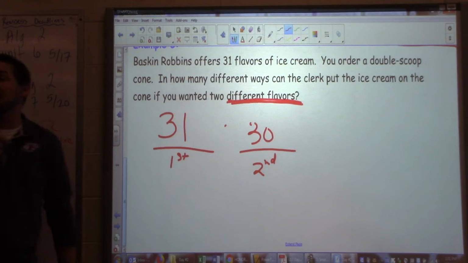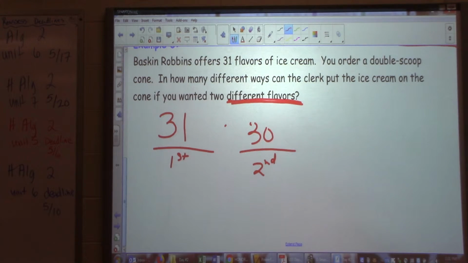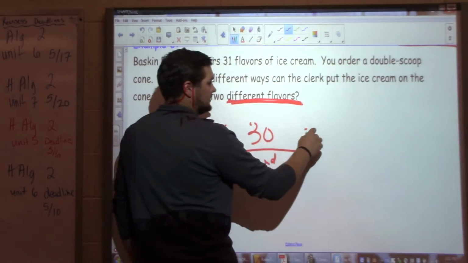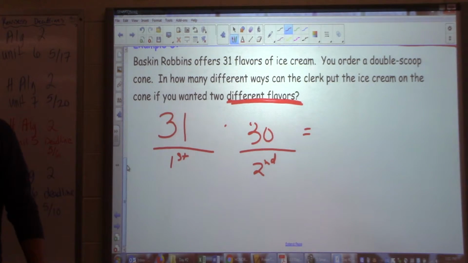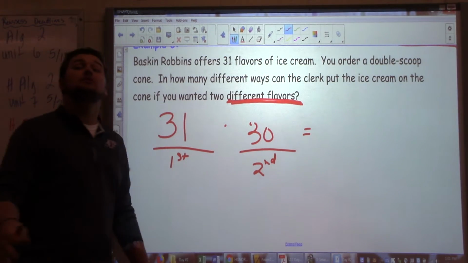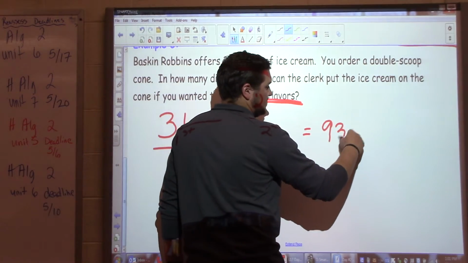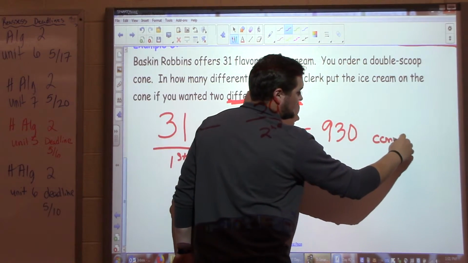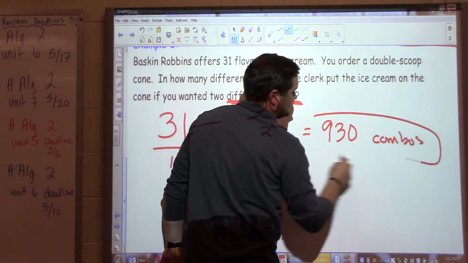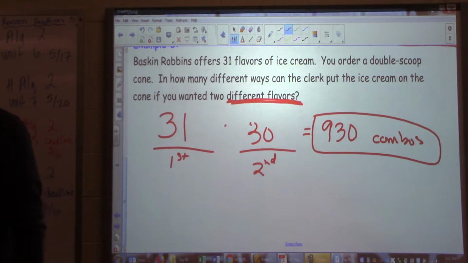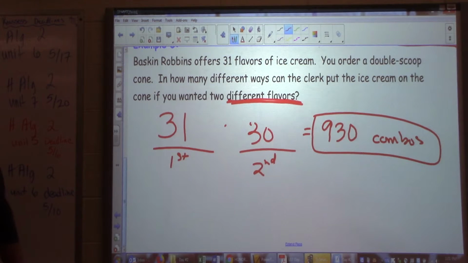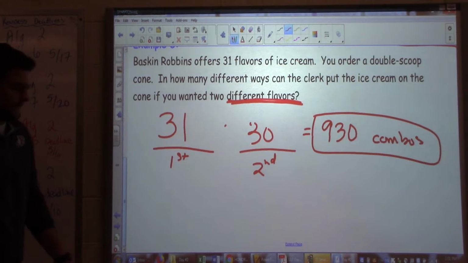So once we pick one flavor, we got to take it out. We don't want that same flavor to pick again. So we're doing 31 times 30. Now if it said you could have 2 of the same flavors, we would still have 31 for our second scoop. Well, what's 31 times 30? 930 different combos. 930 combinations. Alright? Any questions so far for those 3 problems? Dos más. Okay?